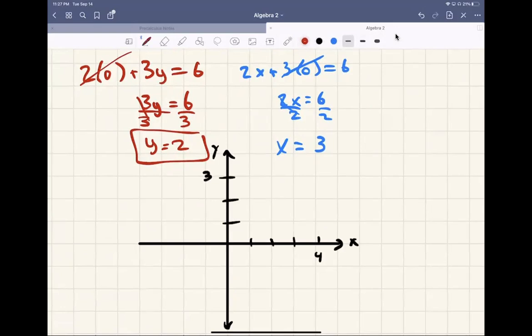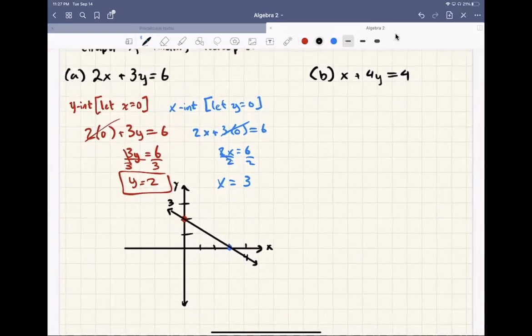So we know that our y-intercept is 2. So that's right here. And we know that our x-intercept is 3. That's right here. Now that you have those 2 points, all you got to do is connect them and you're done graphing. Ta-da, that's our graph. Ta-da, that's not so hard, right? So we're going to go ahead and try and do that for the next problem.